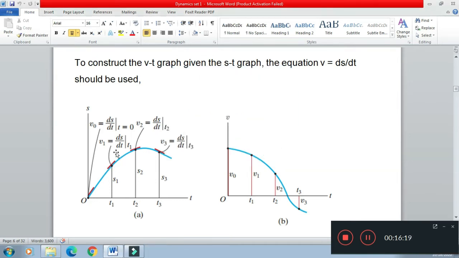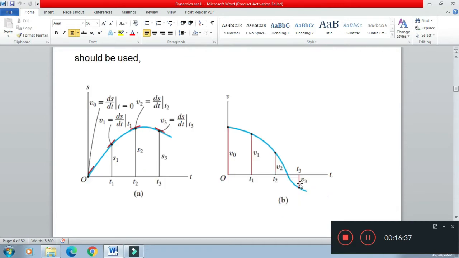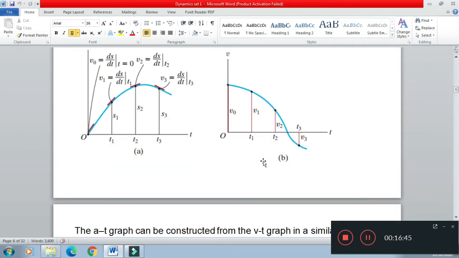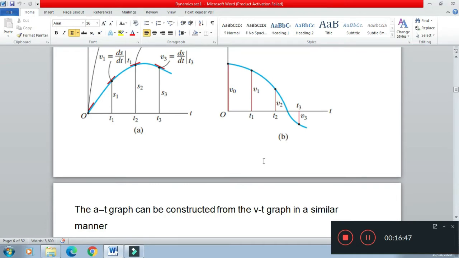The curve slope decreases, it further decreases, and then the slope becomes negative. So when the slope is increasing, the velocity is positive. When the slope reduces, the velocity reduces, and finally when the slope is negative, the velocity is negative. So using the slope of S and T, we can plot the graph between velocity and time.